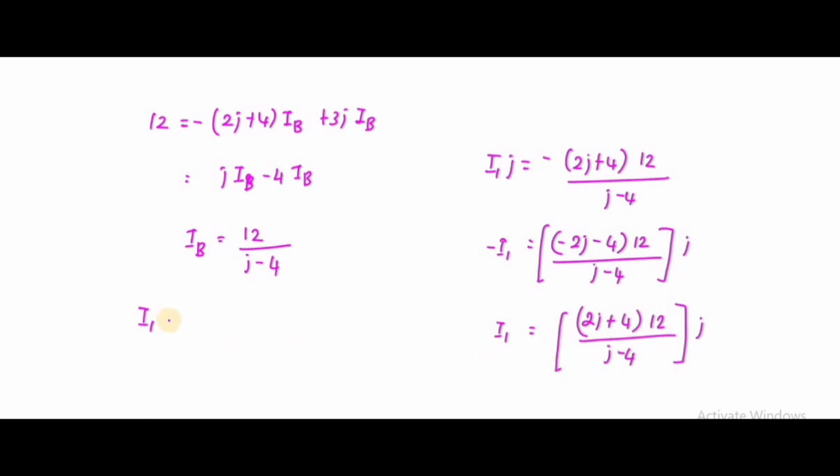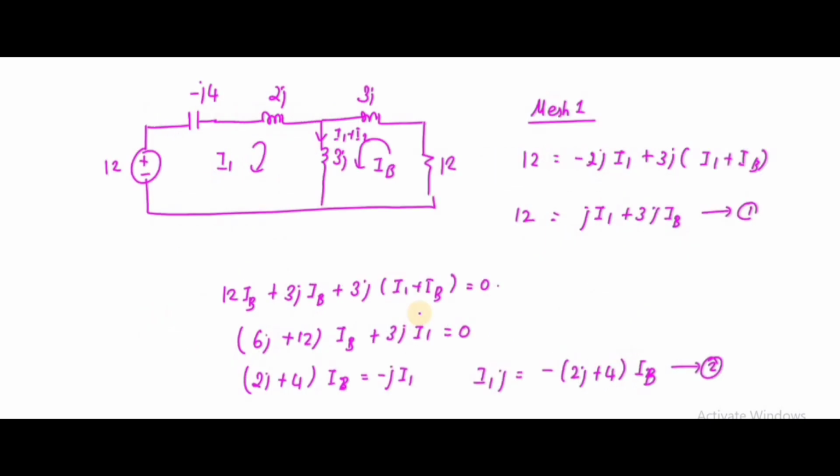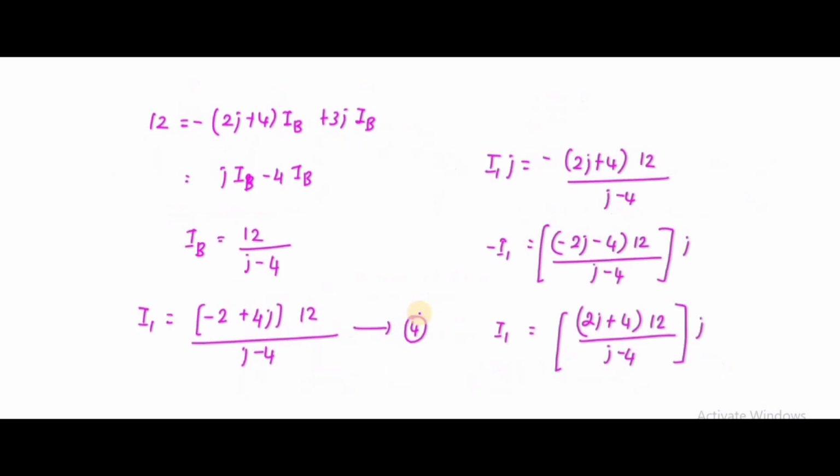So what is my I1? I1 is equal to, if I multiply J with this one, I will get (minus 2 plus 4J) into 12 divided by (J minus 4). Okay. So this is your fourth equation, and this is your fifth equation.